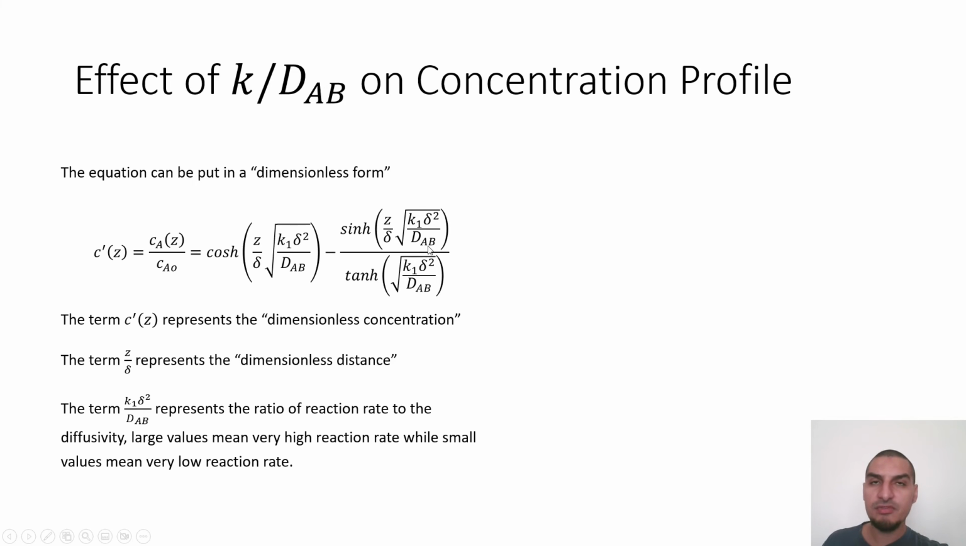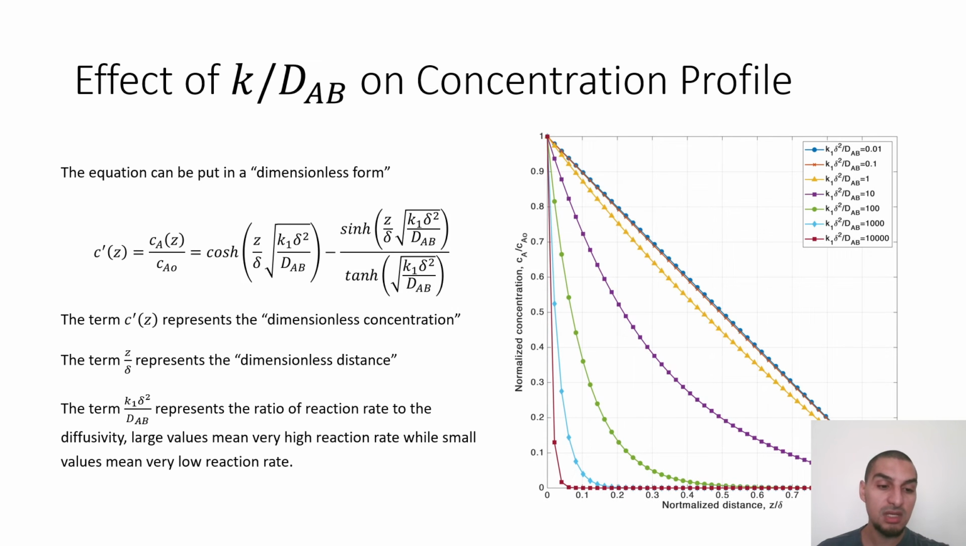And this has a physical meaning, which represents the rate of reaction, which is k, divided by the rate of diffusion, which is represented by D. So you can tell that if you have a very big value of k delta square over D, the reaction is very fast compared to the rate of diffusion. And if you have a small value of k delta square over D, then it means that the diffusion is faster than the reaction. And this will have a very, very strong impact on the concentration profile.